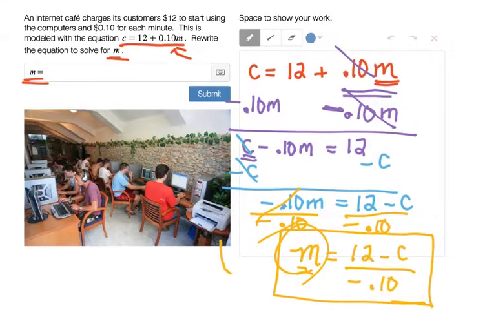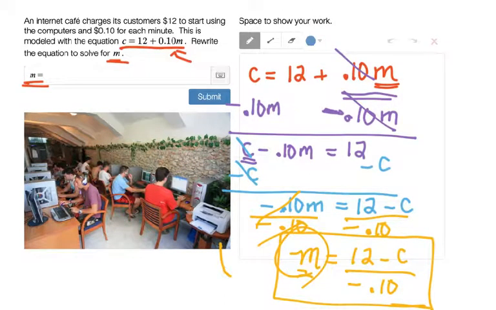Okay? So you are going to be asked to solve for a very similar equation on the test. So if you didn't understand how I did this, I would suggest that you see me during office hours so I can go over it again.